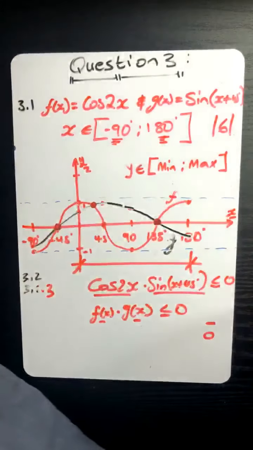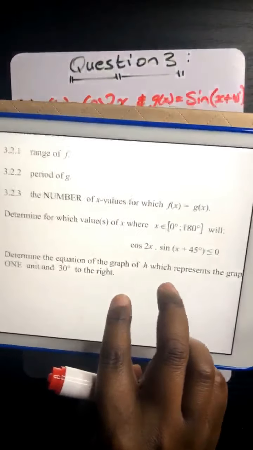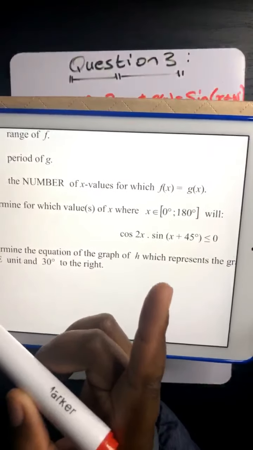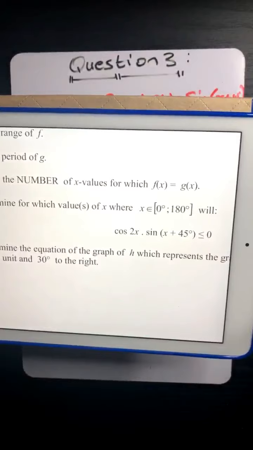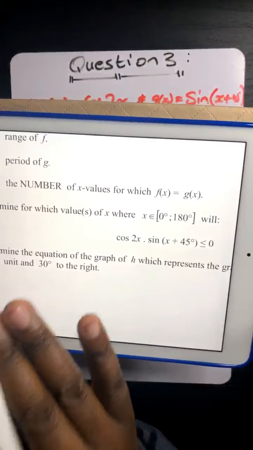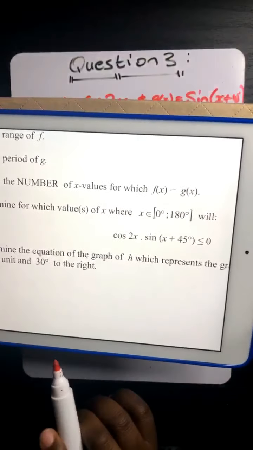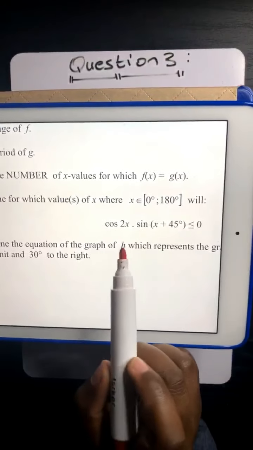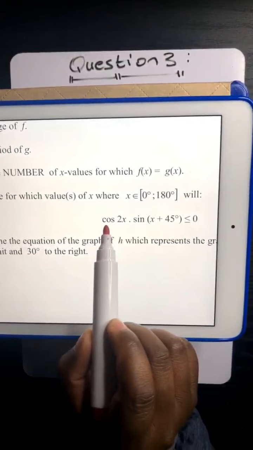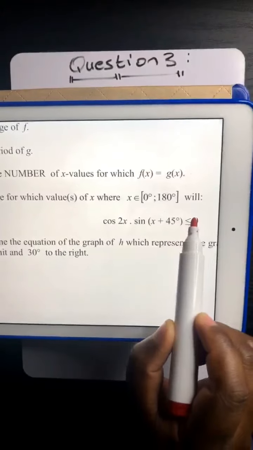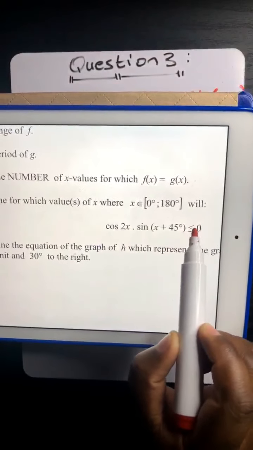Okay, let's maybe try to do these. So can you see they're saying determine for which x value? So that means you must give x values, and obviously x values are the angles. So it means you might give 0 degrees, 45 degrees, 90 degrees, 135 degrees, or 180 degrees. But you must give those x values whereby when you multiply this by that, you get values which are less or equals to 0.